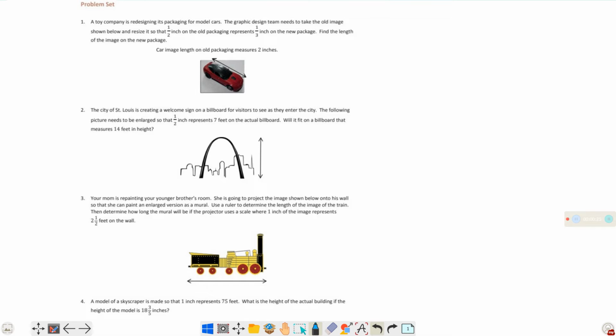To find the scale factor, we take the new and divide it by the original. When dividing by a fraction, you have to flip the second one over and change it to multiplication. So our numerator is 2 and our denominator is 3.